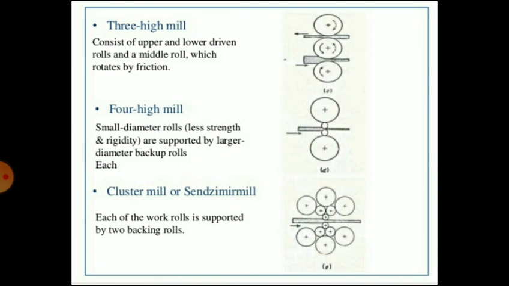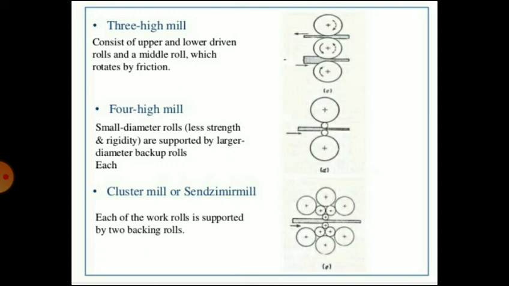Next is the three high rolling mill. It consists of a roll stand with three parallel rolls, one above the other. Adjacent rolls rotate in opposite directions so that the material may be passed between the top and middle rolls in one direction and between the bottom and middle rolls in the opposite direction. The rolls may be plain or grooved. The workpiece is fed automatically into the roll gap by using a mechanically operated lifting table.